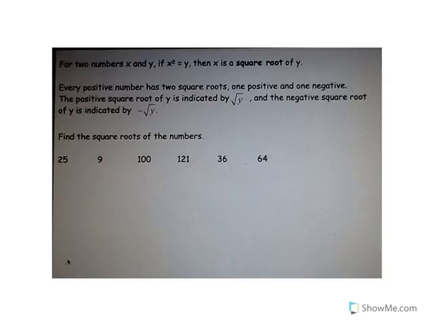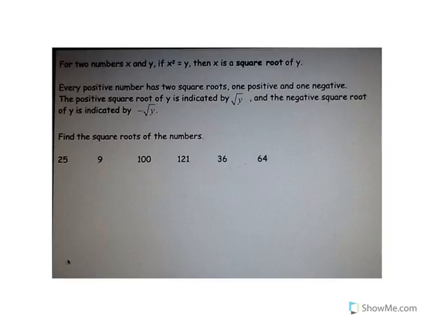2-minute review. We went over this yesterday. When you find the square root of a number, the key concept to understand is that there's both a negative and a positive square root of that number. So if x squared is equal to y, then there are two different possibilities for x, one that's positive and one that's negative.